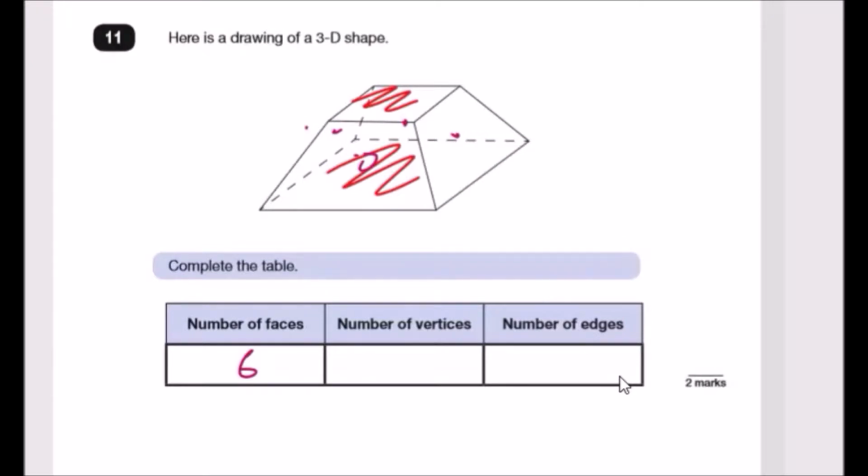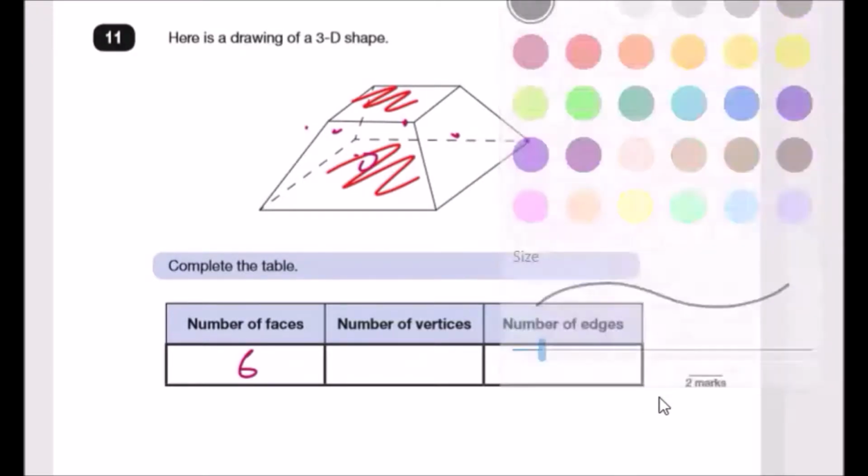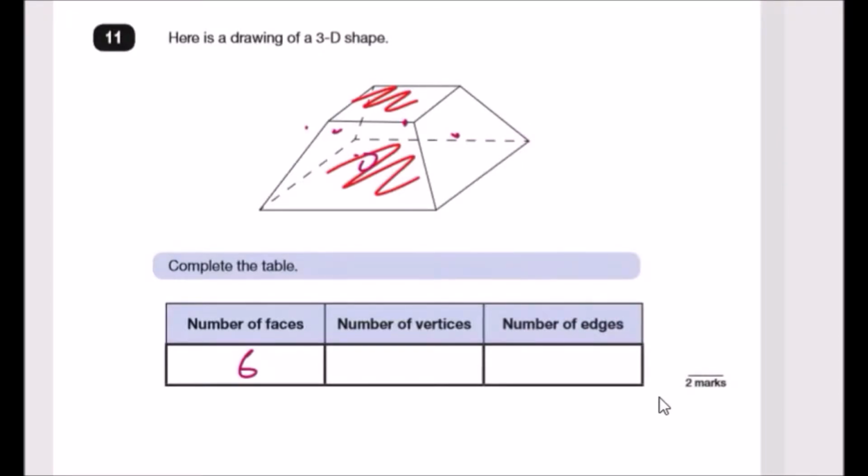Okay, now how many vertices? So vertices, or the vertex, are the corners. So we need to count how many corners we have. I'm going to use a little X to symbolize. On the top, we know it's kind of like a square, a 4-sided shape, so it'll be 4 vertices here. And on the ground, we got another 4, because it's again another square or rectangle. So that actually makes a total of 8.